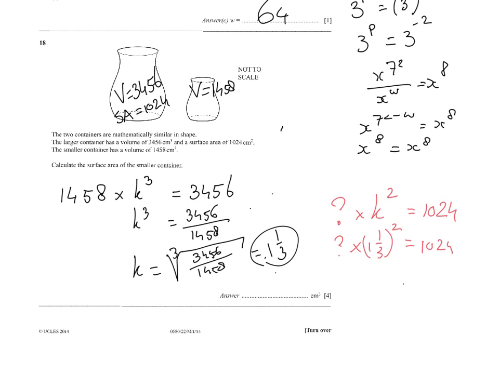Okay, so I have a very old calculator here. So 1 over 3 squared equals, and then you do 1024 divided by that equals, and then you're going to get 576 as an answer. There you go. So your surface area question mark is 1024 divided by 1 over 3 squared. 576 is your final answer.